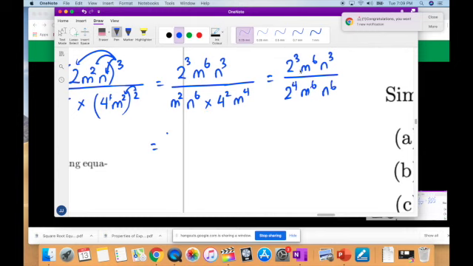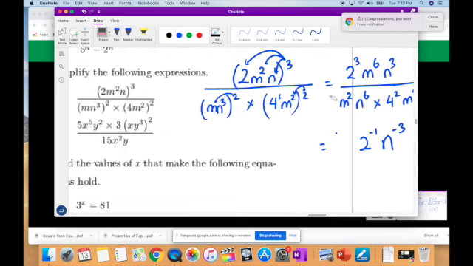Right. So now, well, of course, these m's are going to cancel, right? This will be 3 minus 1. So this will be 2 to the power of negative 1. 2 to the 3 divided by 2 to the 4 is 2 to the 3 minus 4, which is 2 to the negative 1. And then I have n to the 3 minus 6, which is n to the negative 3. I don't want negative, did they say negative?